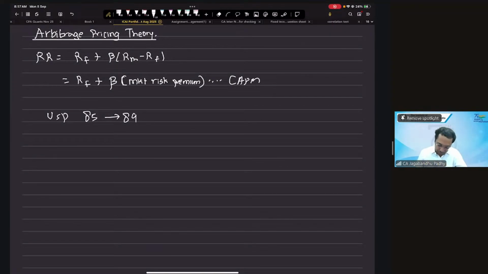Similarly, if inflation changes from, let's say, 3% to 6%, do you think it is going to have a negative impact on all types of companies, or may the impact vary according to the type of company? It will affect all the companies.